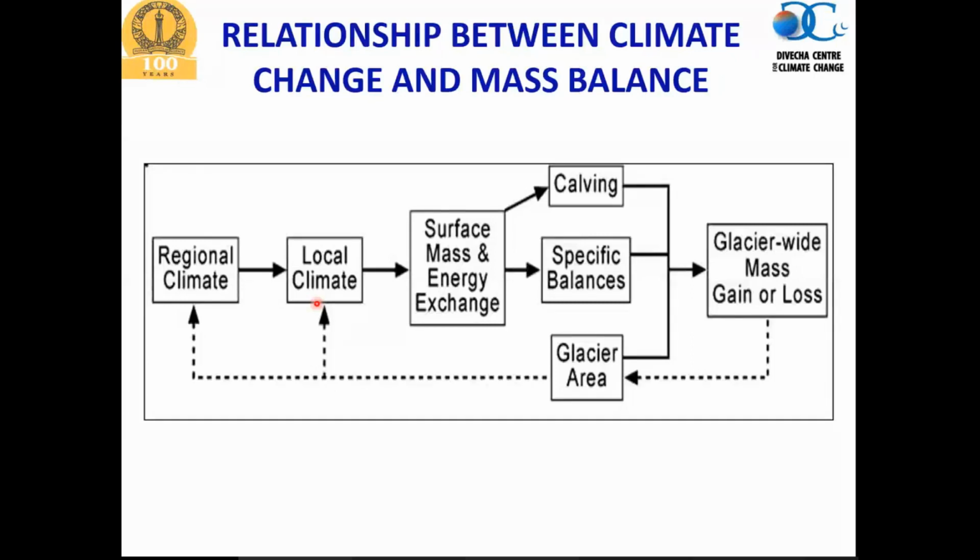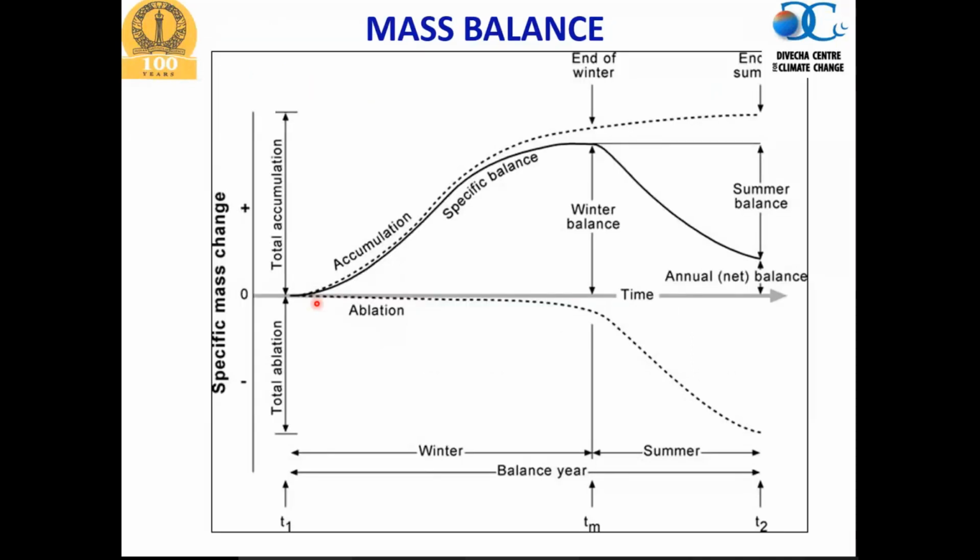So there is definitely a feedback mechanism in this. So what is the mass balance? Specific mass balance is a term normally used in glaciology, which is nothing but the change in mass per unit area, how many meters, it gets converted into meters per unit area. So that is the specific mass balance.